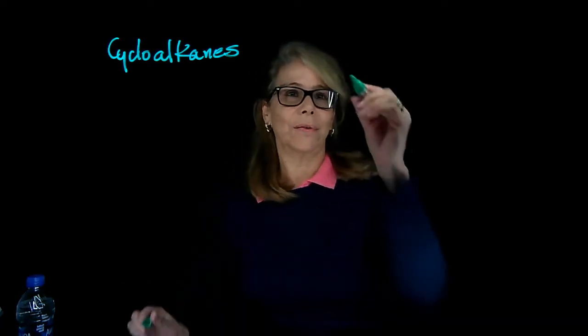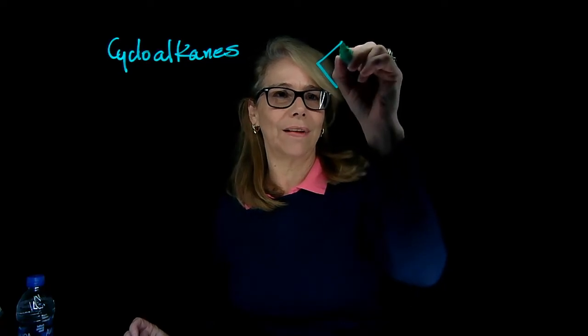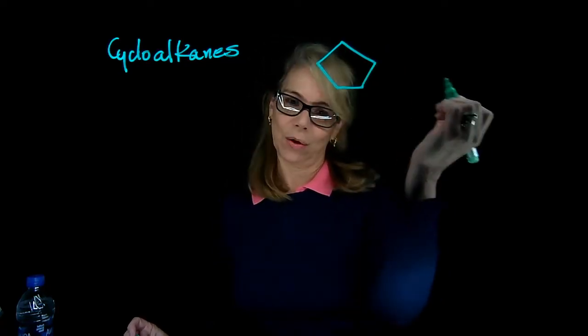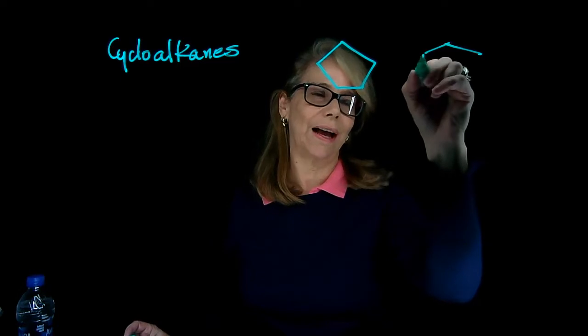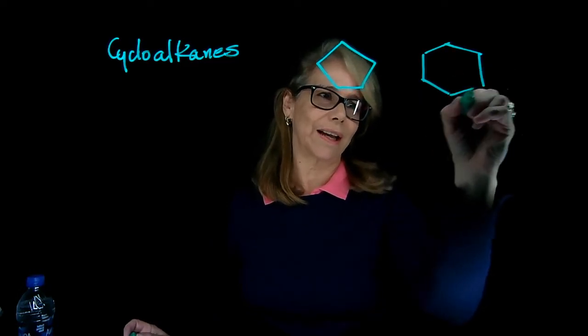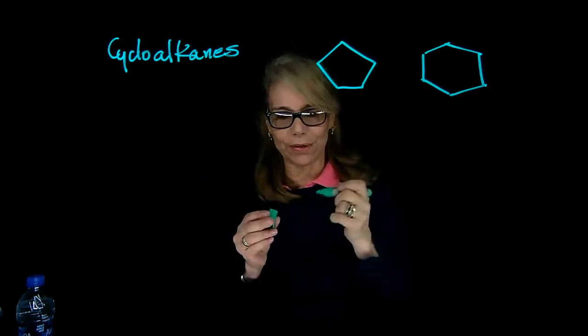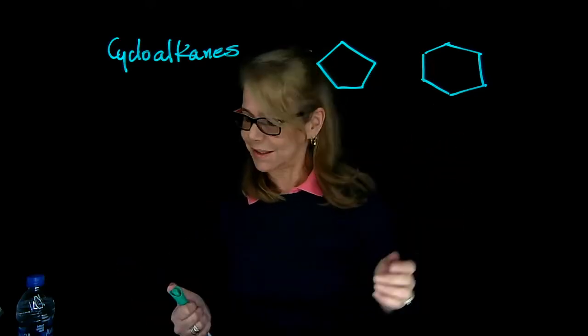We are going to be doing today a conformational analysis of cycloalkanes. For example, you can have this cyclopentane, or you can have cyclohexane. And as you see here, the figures are flat, just a pentagon and a hexagon.